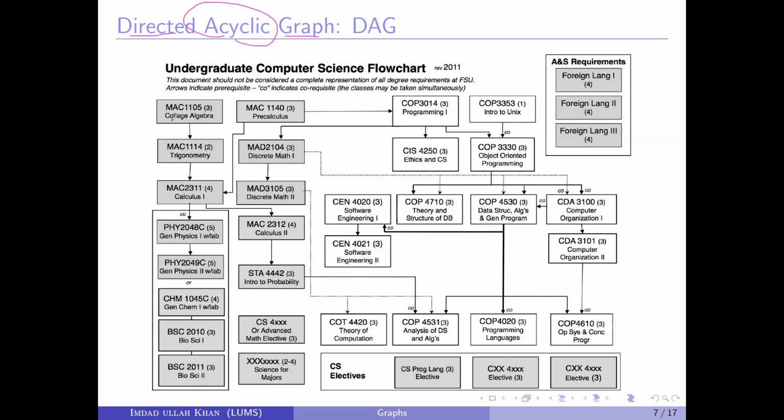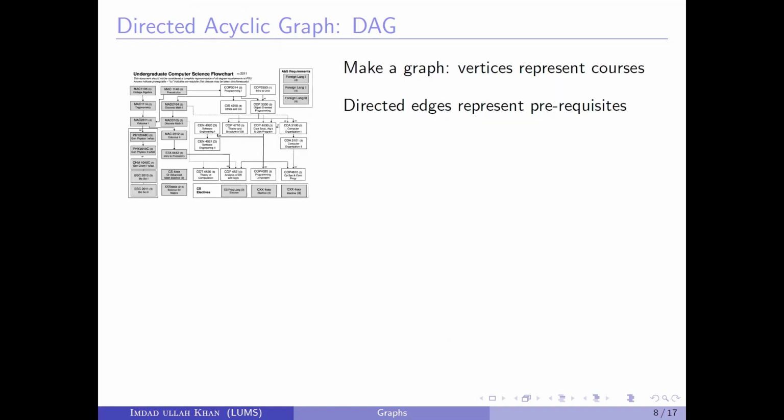So for example, if you look at the leftmost part, college algebra is prereq of trigonometry. Discrete math 1 is prereq of discrete math 2. Programming is prereq of object-oriented programming. So this is a prereq graph. And intuitively, we can be very sure that it cannot contain cycles because no two courses can be prereq of each other. So this is another example where graphs help us to model different relationships.